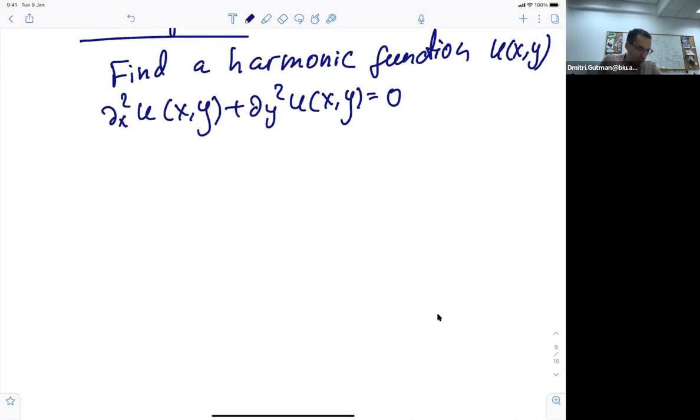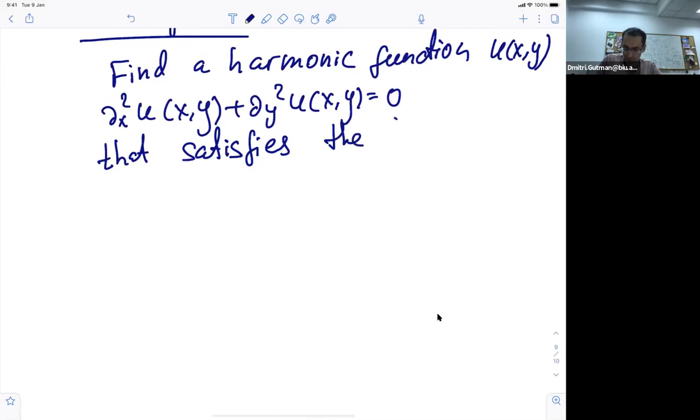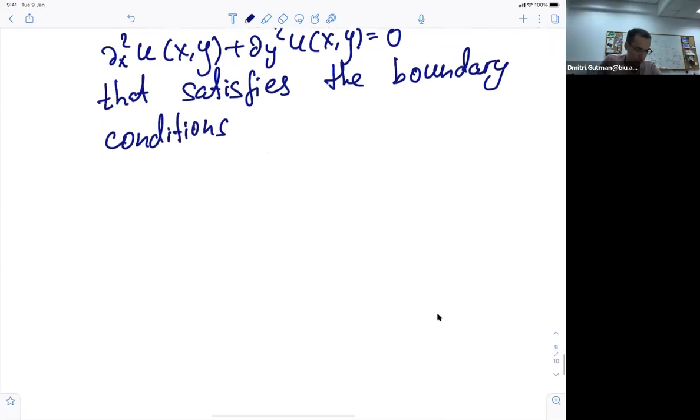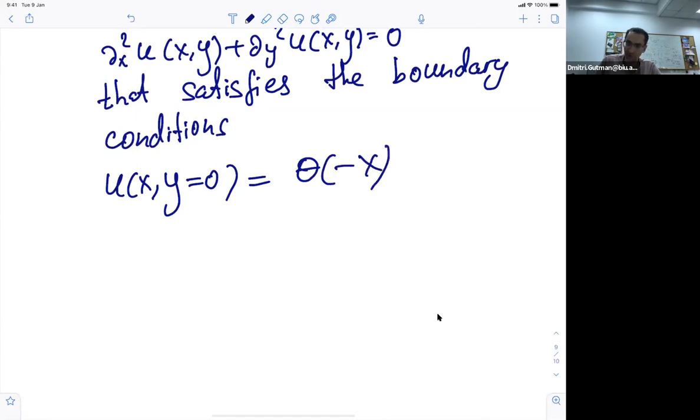That has a boundary condition. The boundary condition: u of x and y for y equals 0 is theta function of minus x.